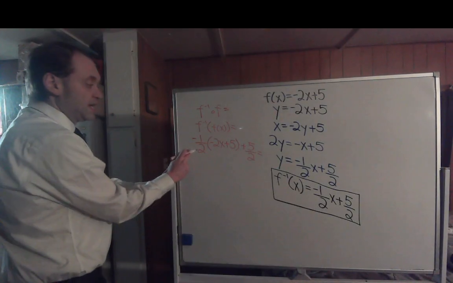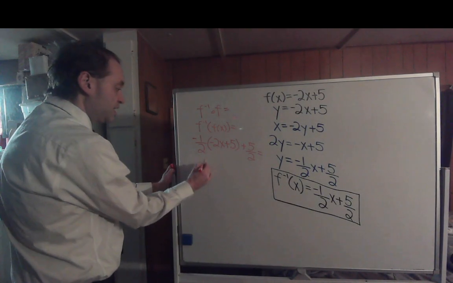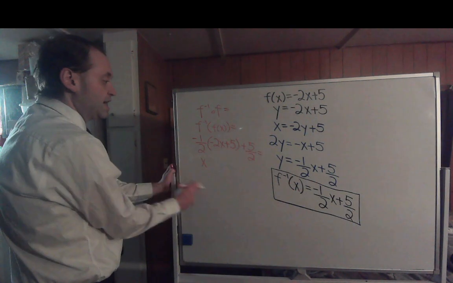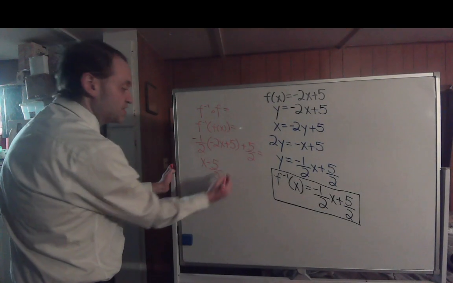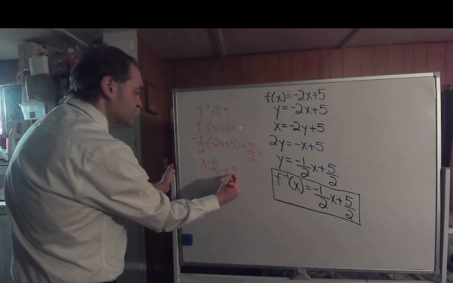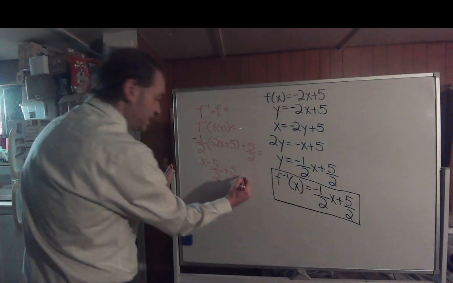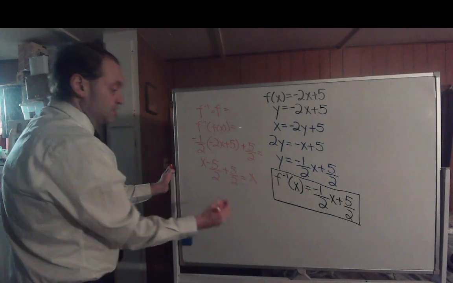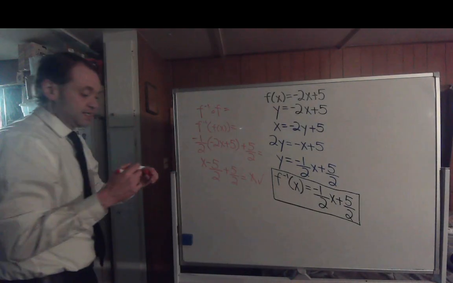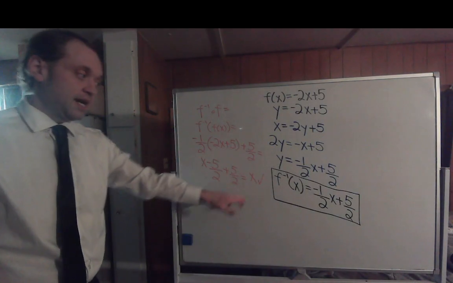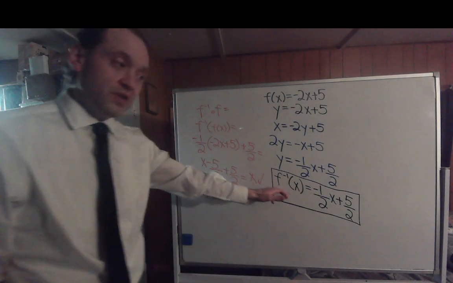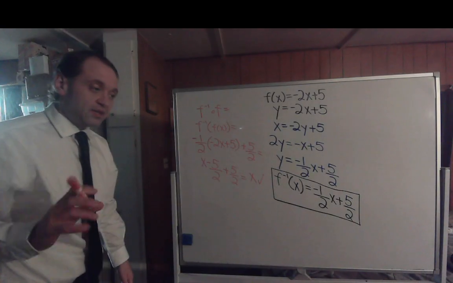So negative 1/2 times negative 2x, that's positive x. Negative 1/2 times 5, that's minus 5/2. Then you just have a plus 5/2, which would simplify into x. So that checks out both ways then, that if you take f inverse composition of f, you also get x, meaning you found the inverse of the function. That is exactly how you're going to check.